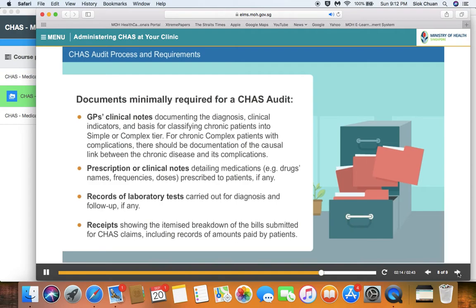For a claim to be deemed as made in accordance with the CHAS guidelines, the details of the claim have to be supported by both clinical and financial records. If either the clinical or financial record is incomplete or inaccurate, the subsidy for the claim would be recovered and the claim will be deemed as non-compliant to the guidelines.